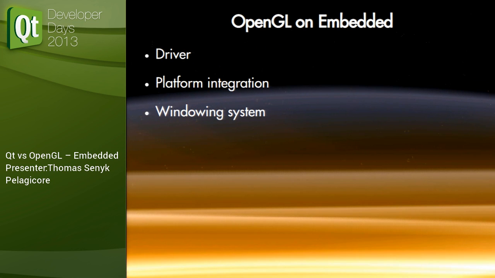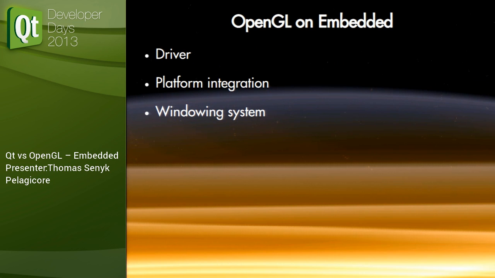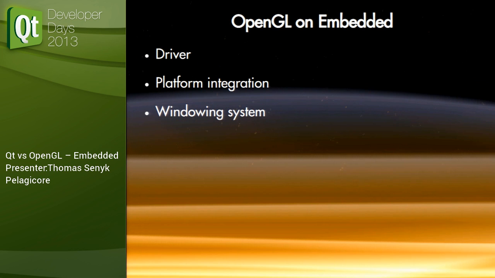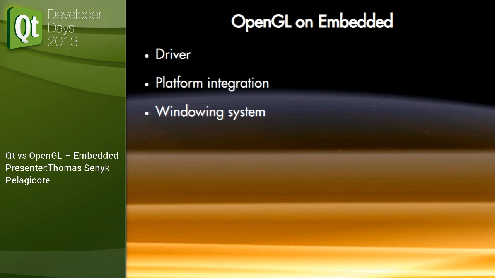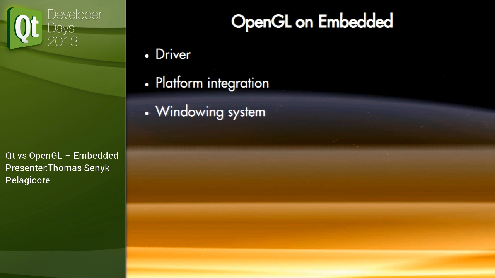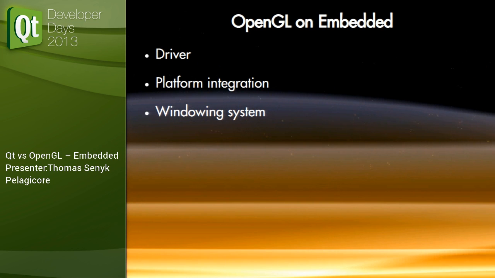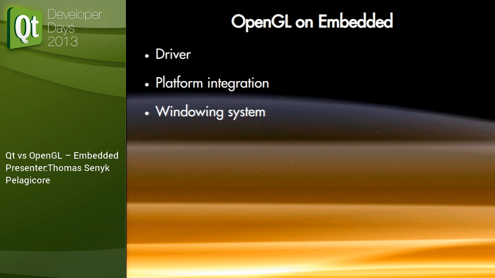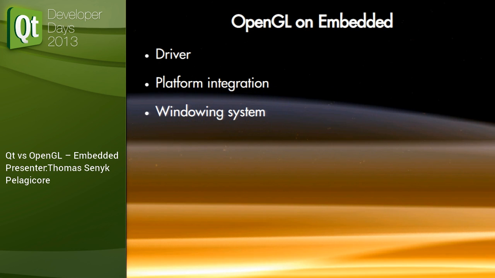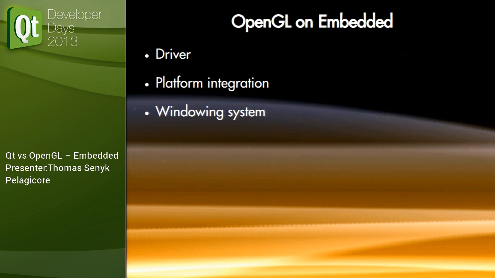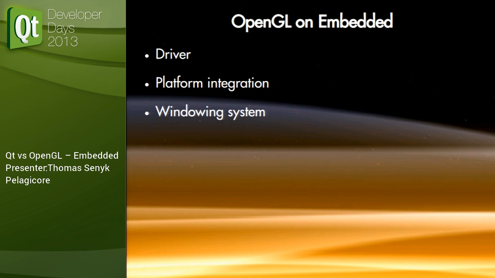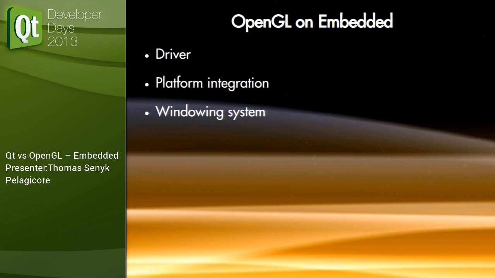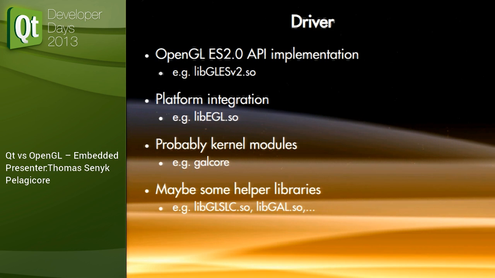It's about three aspects. They highly overlap or are a part of each other, but that's how I structured it for this talk. The driver itself is what enables OpenGL to be run. Part of the driver is the platform integration. For this talk, I have put it in a separate section. And the windowing system, that's actually part of the platform integration. Again, I put it in a separate section because I think it's important to talk about it a little bit in detail. So let's start with the driver.